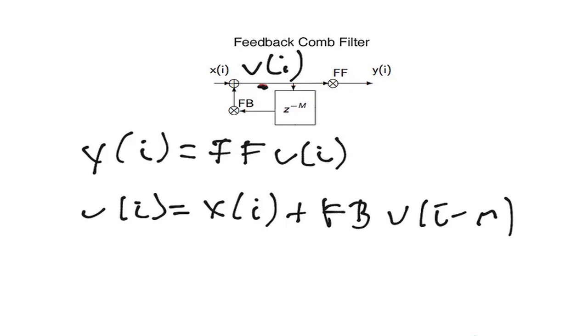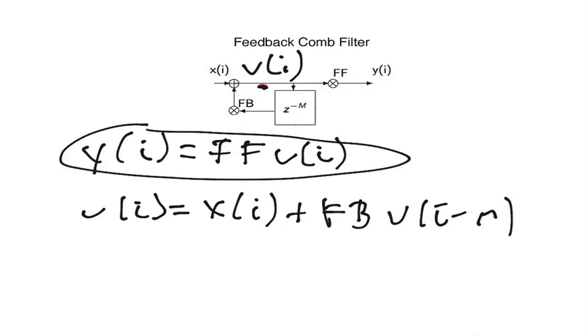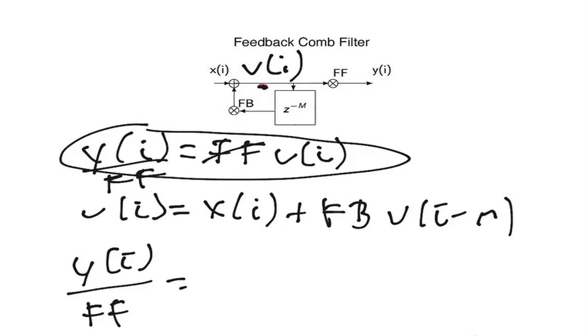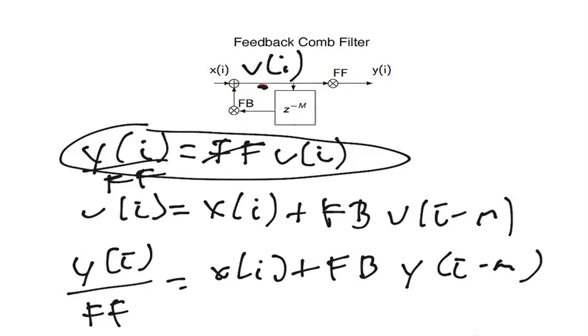But if we want to write it in a single line, we can just use this first equation and substitute in for the second equation. So if we move this feed forward to the other side, we can just replace v[i] with y[i] divided by ff. So y[i] divided by ff equals x[i] plus fb times y[i-m] divided by ff. And if we multiply both sides by ff, we get this equation.